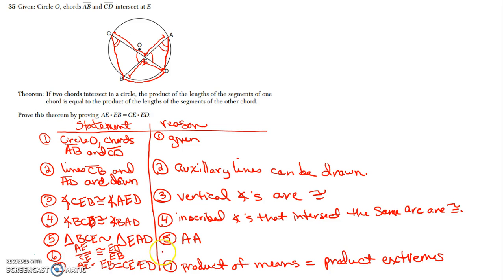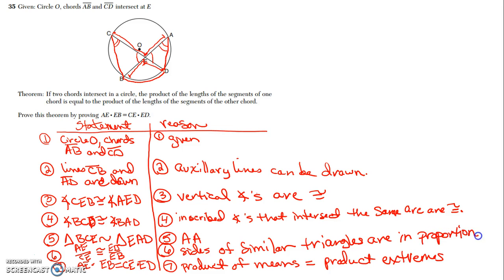And then that is sides of similar triangles are in proportion. Okay. And then you just cross multiply. AE times EB is equal to CE times ED. That's called the product of the means equal to the product of the extremes.